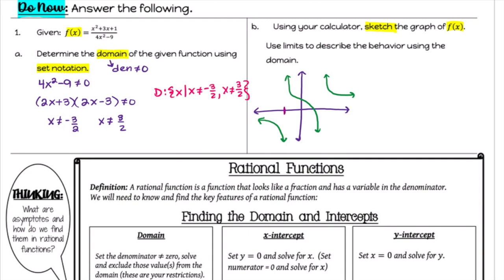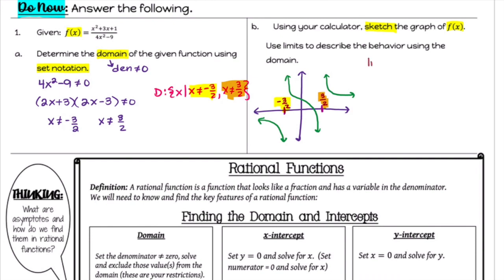Right here, where the function is going down and up, going in opposite directions, this value has to be one of our walls, one of the things we do not want. Over here, the same thing. This must be the other piece of our domain. So I'm going to label that piece. Using this graph, I'm going to be able to determine the domain using limit notation.